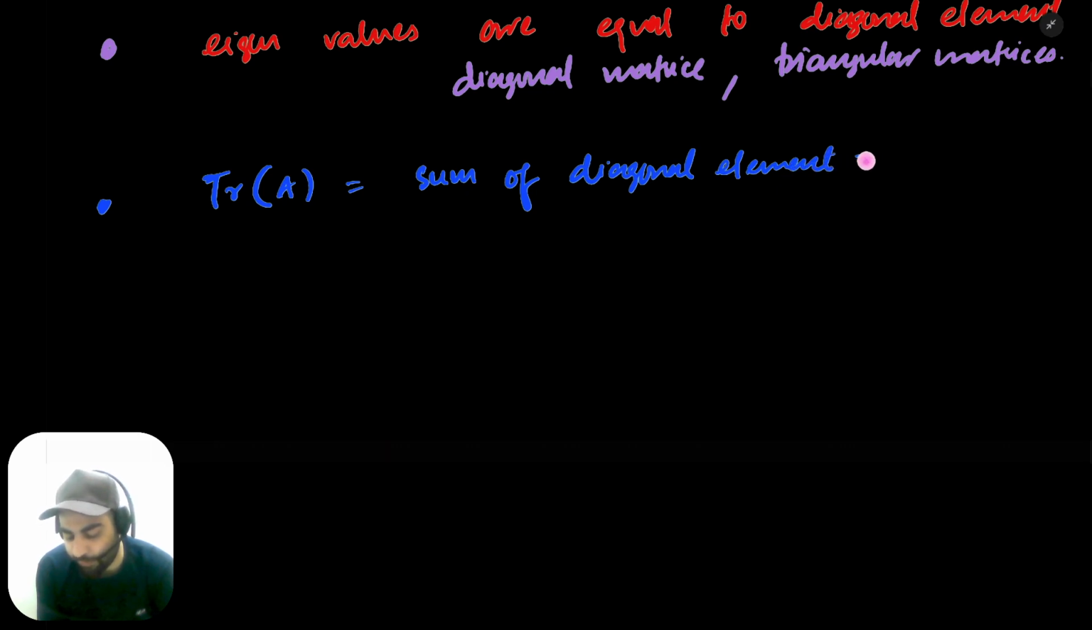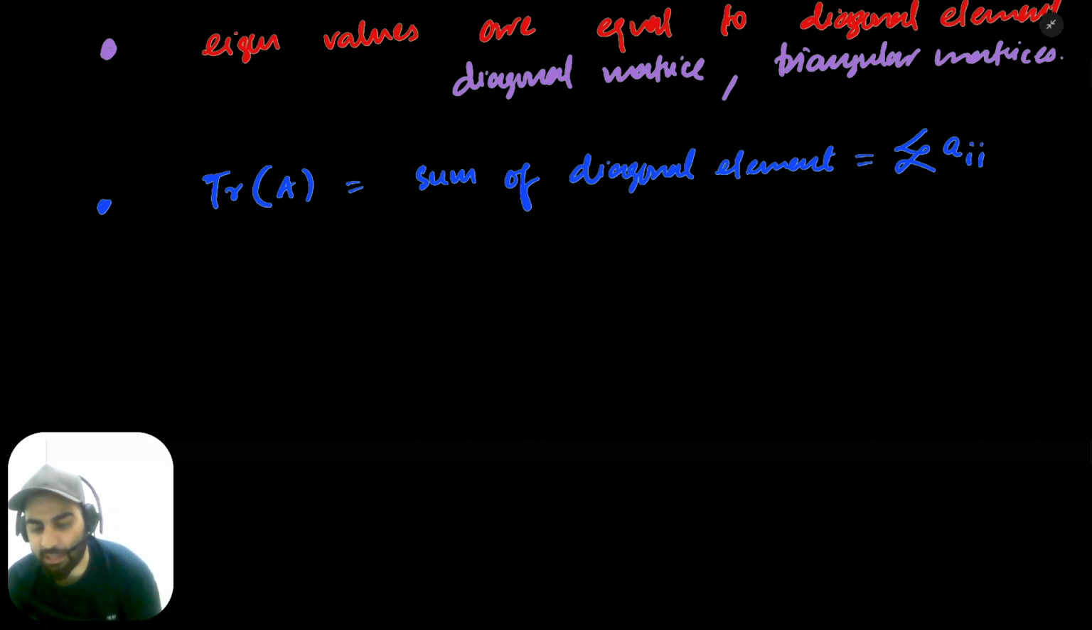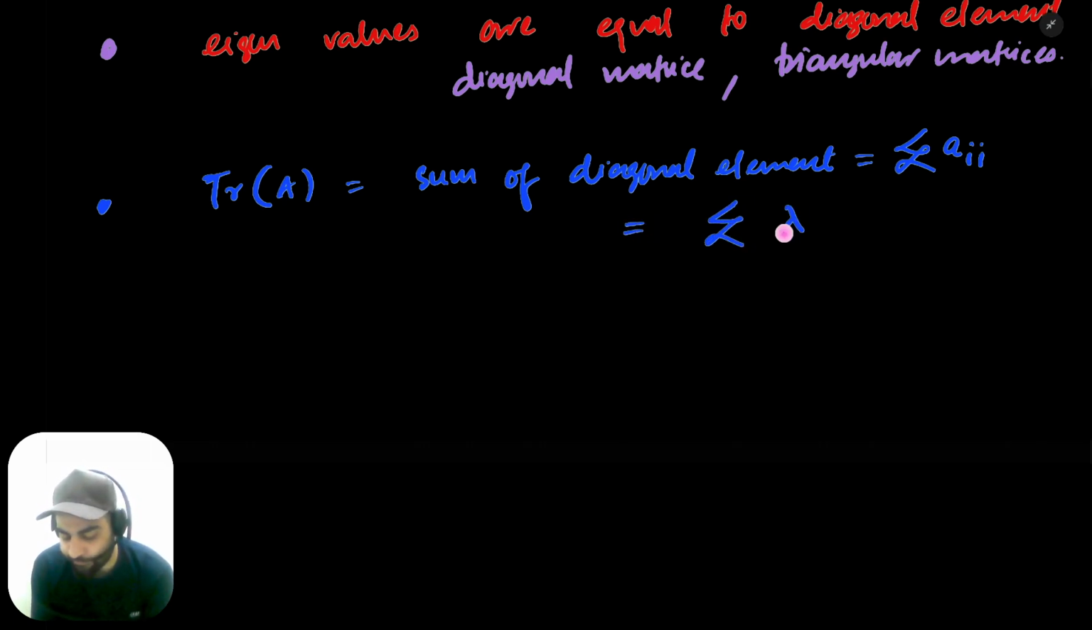So mathematically we can write it as the summation of A_ii, because the diagonal elements are basically the same. So we say that the trace of A, or the summation of diagonal elements, is equal to the sum of eigenvalues. Okay, so this is one thing.